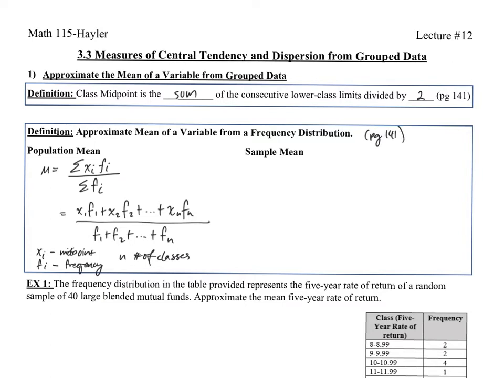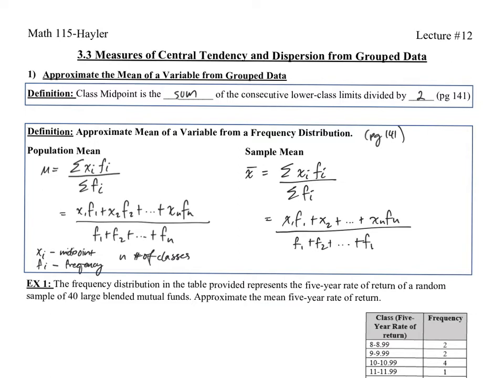And then the sample mean. We have x bar is the sum of x sub i, f sub i, all over the sum of f sub i, which is basically the same thing, divided by f sub 1 plus f sub 2 plus, and so on, until f sub n. Once again, x sub i is the midpoint, or it could be the value of the ith class. So keep that in mind, value of the ith class.